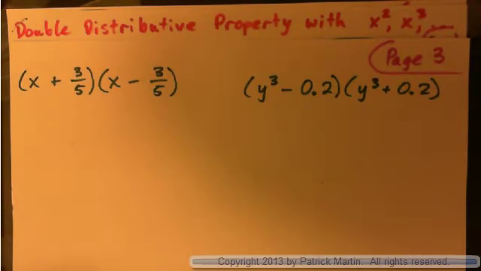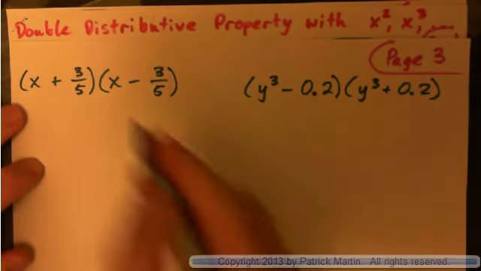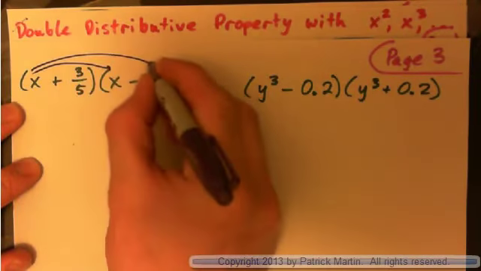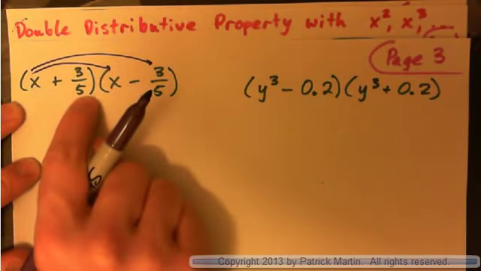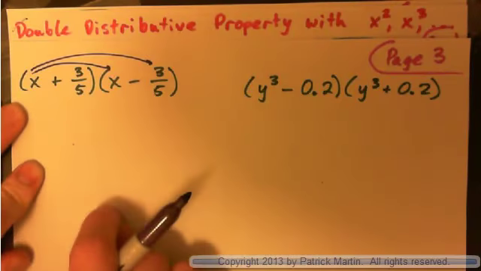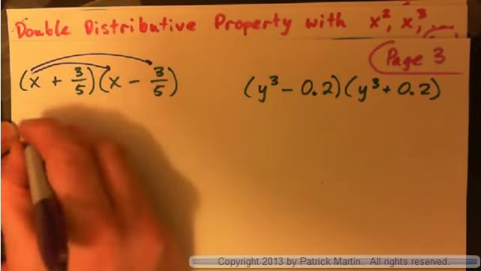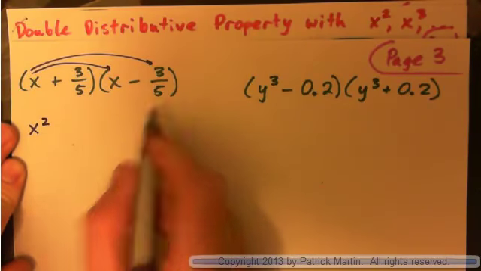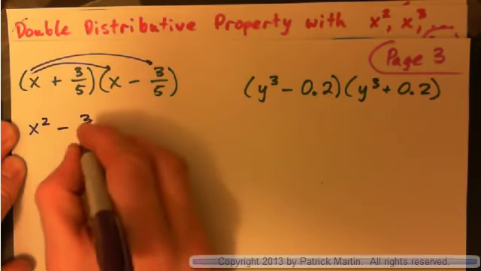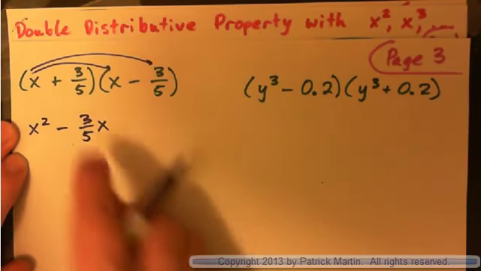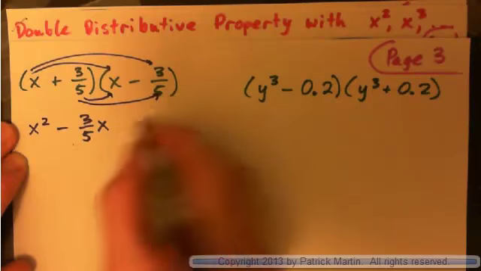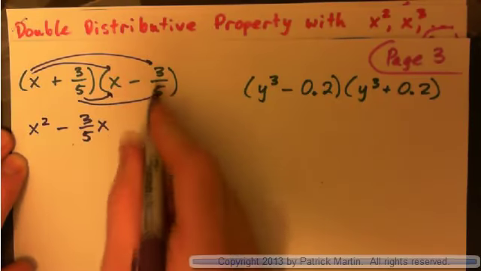Okay, I hope you pressed pause and tried it. I'll do it now. So the first step is double distributive property. So multiply everything by the x, and then multiply everything by the 3/5. So x times x, x squared, x times negative 3/5. Did you get that? It's negative 3/5 x. What about 3/5 times x? So now we multiply everything by this, 3/5 times x, and then 3/5 times negative 3/5.